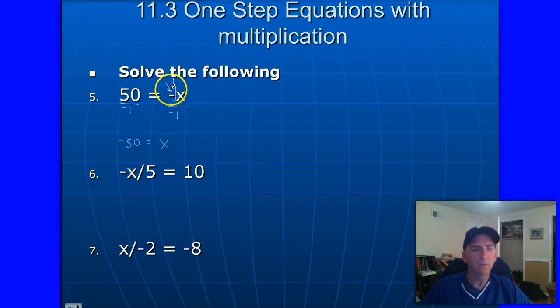because you don't want negative x. I said that wrong. You don't want negative x. You want positive x. So you have to create positive x by dividing both sides by that negative 1. And that's what that problem came out to be right there.